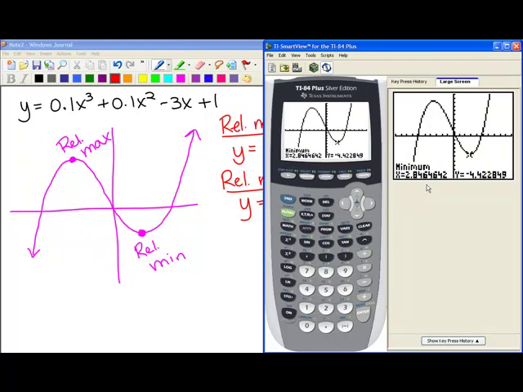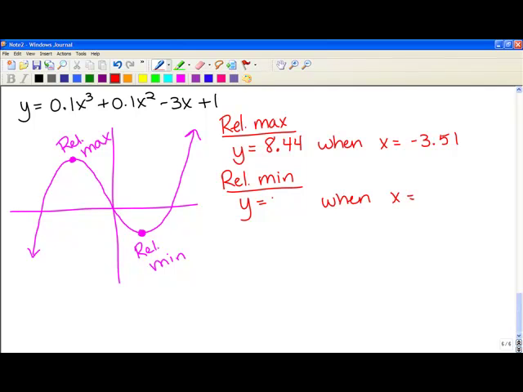So take note that we have values of 2.85 and negative 4.42. So again, I'm going to write the y value first. That's how low it is. It's at negative 4.42. And the x value was 2.85. So we took care of the maximums and minimums.